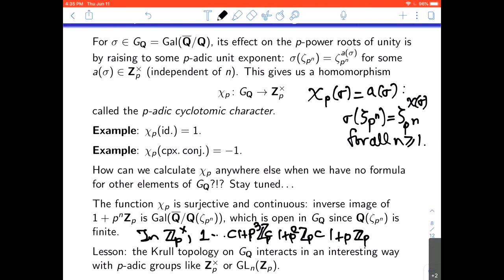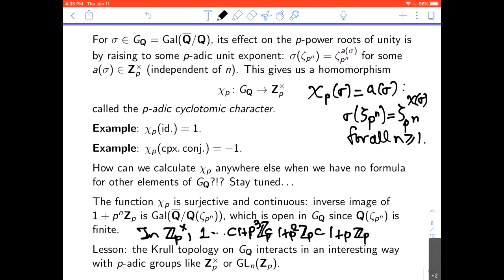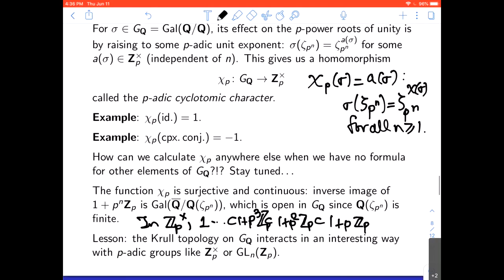And the fact that we can do that shows that the topology on Galois groups is much more nicely aligned with the topology on p-adic groups compared to complex groups. Okay. Any questions? No? Not so far. I'll let you know if something comes up.